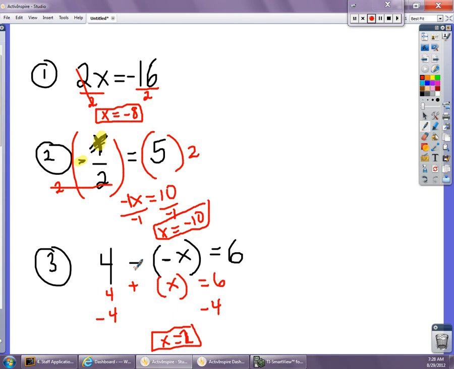Last one. So first of all, I saw a minus a negative, so I changed it to plus a positive, because keep things in a subtraction. So now to get rid of a positive 4, I'm going to subtract 4 on both sides, cancels out the 4's. I'm left with x, the equal sign, and 6 minus 4, which is 2.